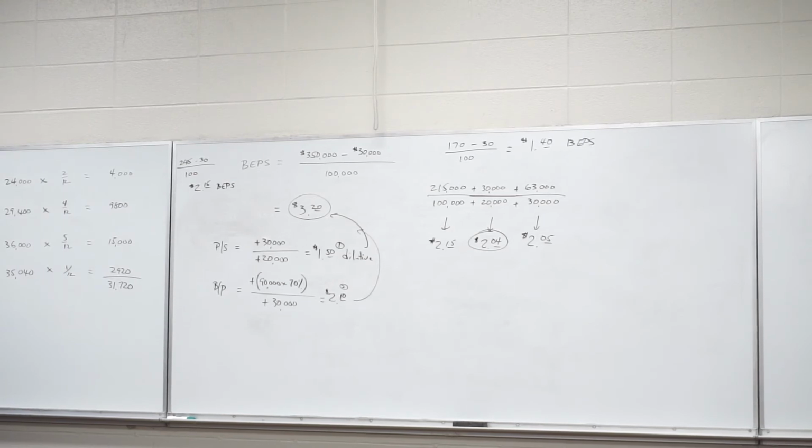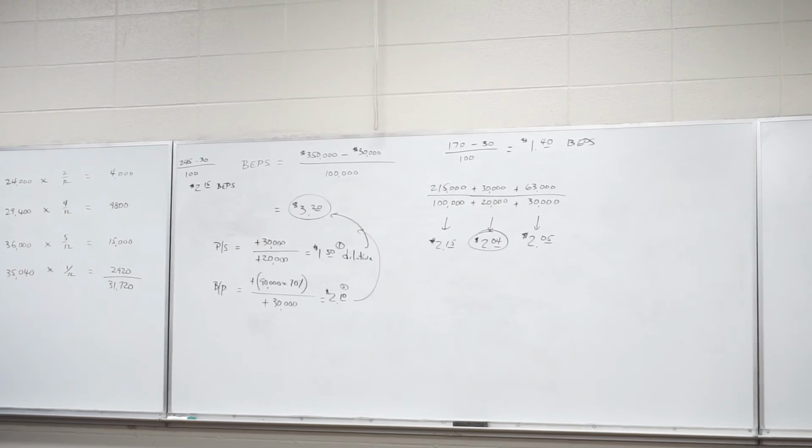Because we're trying to make earnings per share as weak as possible. We're trying to dilute it as much as possible. So we're trying to make it weaker, not higher. So when it went from 204 to 205, no. The answer is $2.04.